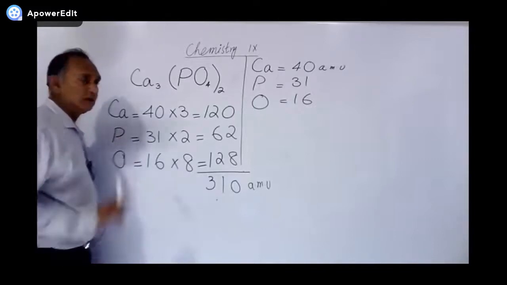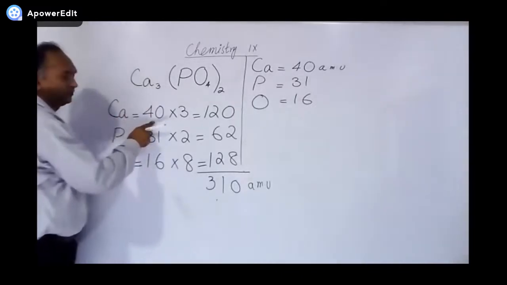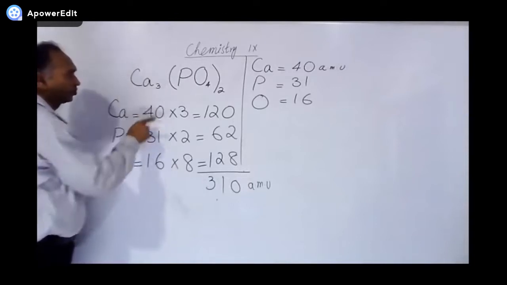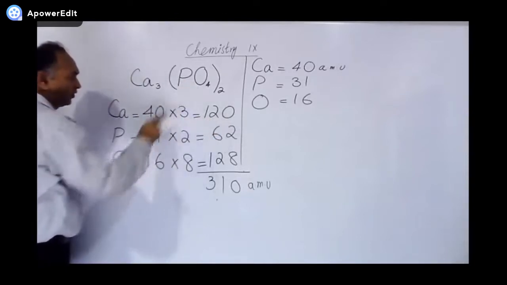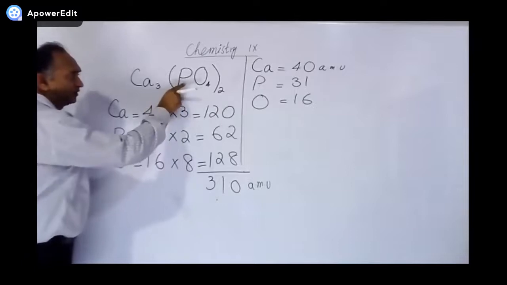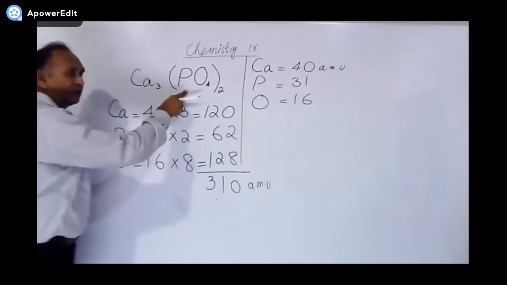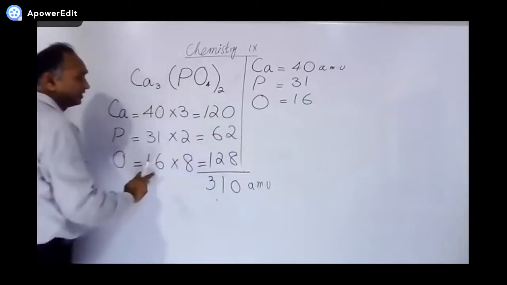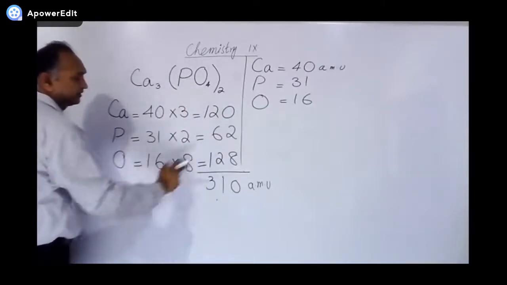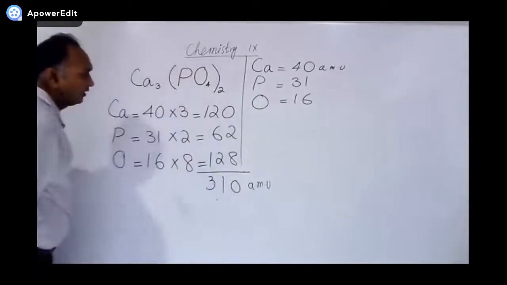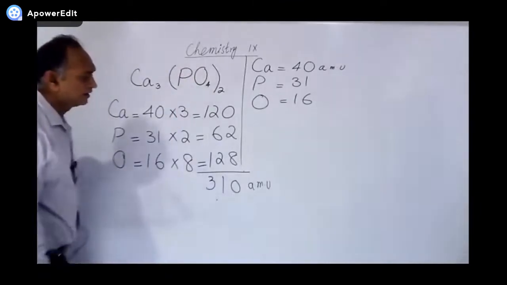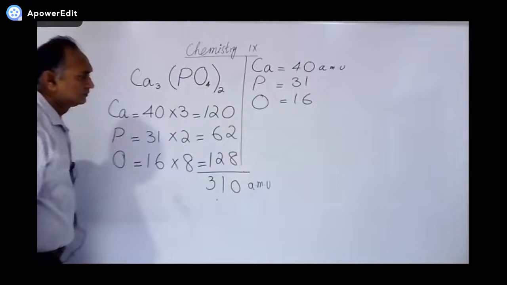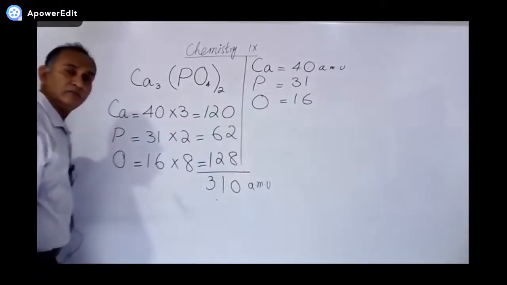Okay. Repeating, calcium 40. How many calciums? 3. 40 threes are 120. Phosphorus 31. How many phosphorus? Here we have a hidden number 1. 1 twos are 2, 62. Oxygen 16. 4 twos are 8. 16 eights are 128. Adding all, we'll get 310. Clear?